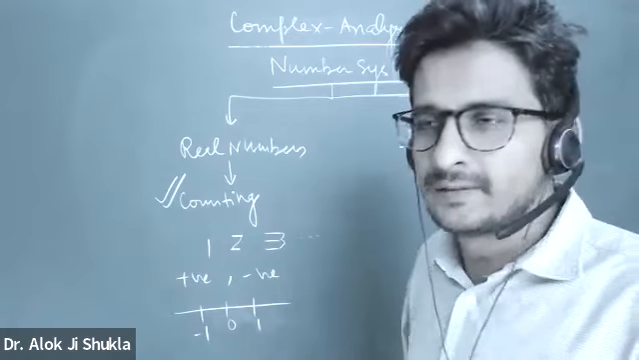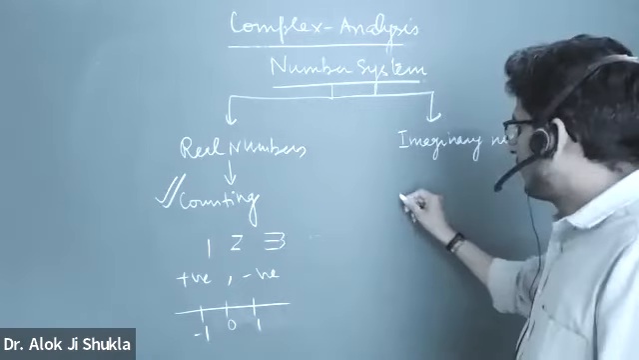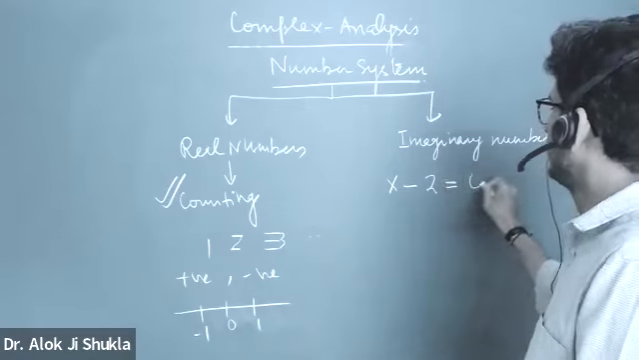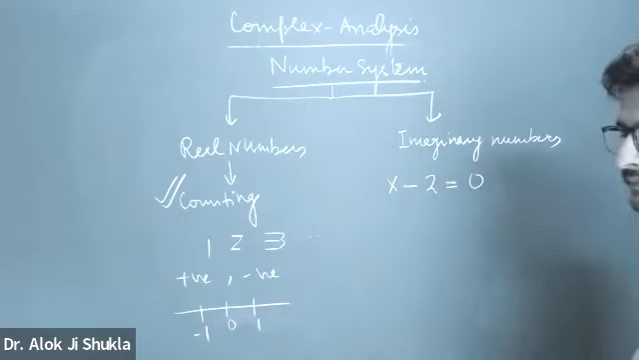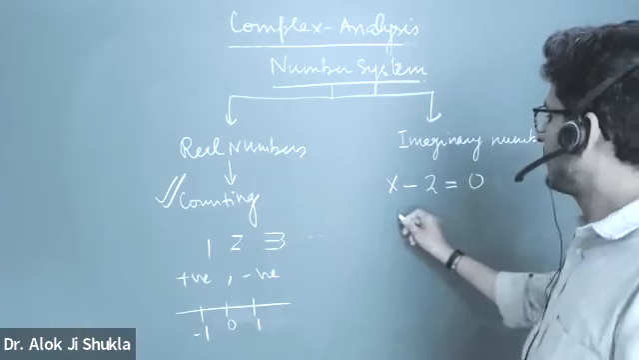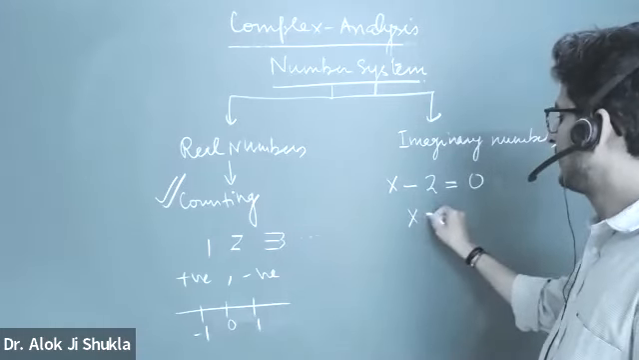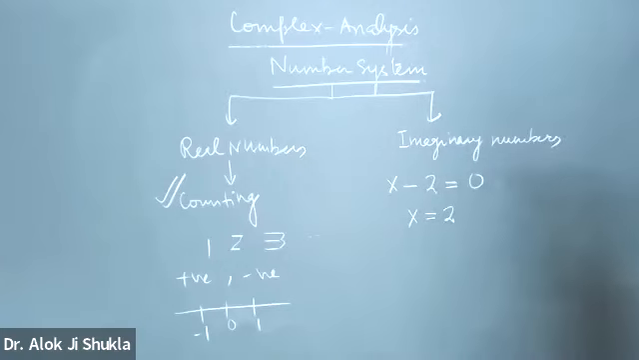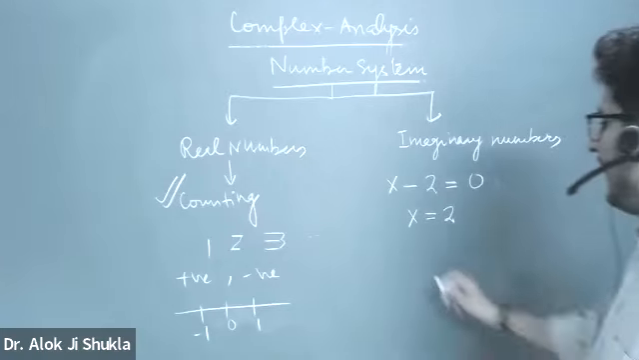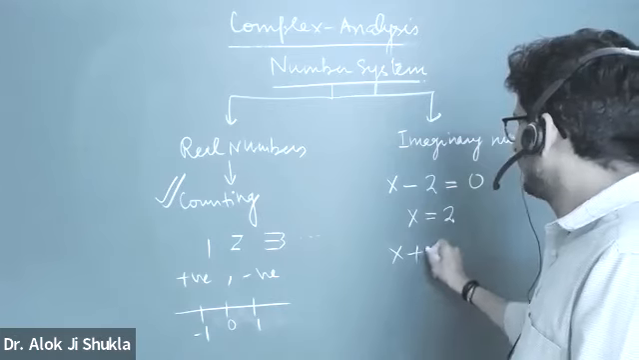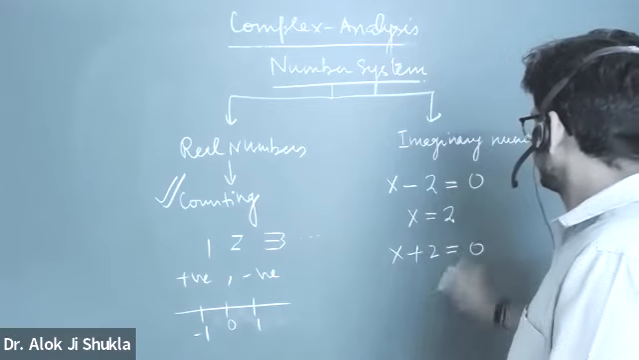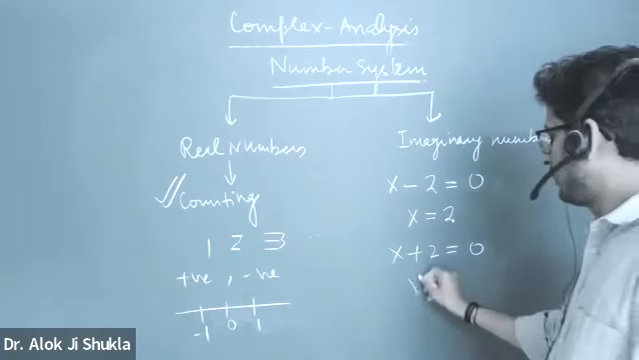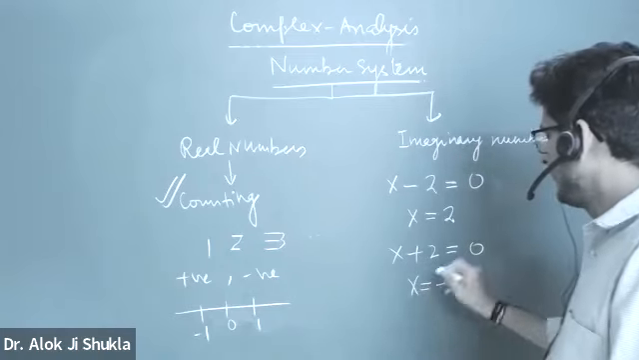some equations that needed to be solved. For example, I have the equation x minus 2 is equal to 0. What is the solution of this equation? X is equal to 2, right? This is the solution of the equation. I have an equation x plus 2 is equal to 0. What is the solution? X is equal to minus 2, right?